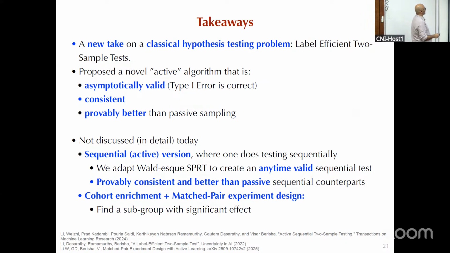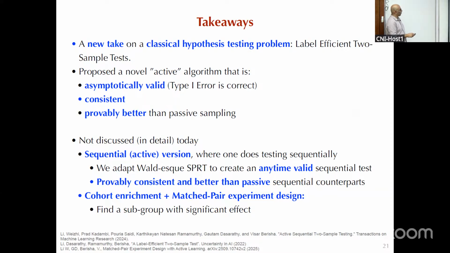The takeaway slide is, I think this is a new take on hypothesis testing. It's not going to be relevant to all problems, but I think for a significant fraction of problems where it is difficult to tell apart this group membership, this is a new twist on this problem. We did this label-efficient two-sample test, and we proposed this algorithm that is asymptotically valid, asymptotically consistent, and provably better than passive sampling.